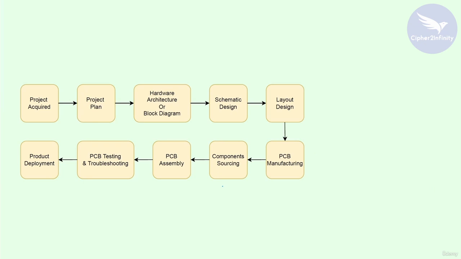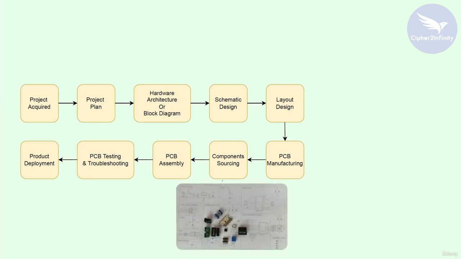Okay. After that, the next phase is component sourcing. Basically, PCB manufacturing or PCB ordering and component sourcing, these two phases will work in parallel. So when we order the PCB, at the same time we are going to start ordering the components. So these two phases are going to be in parallel.